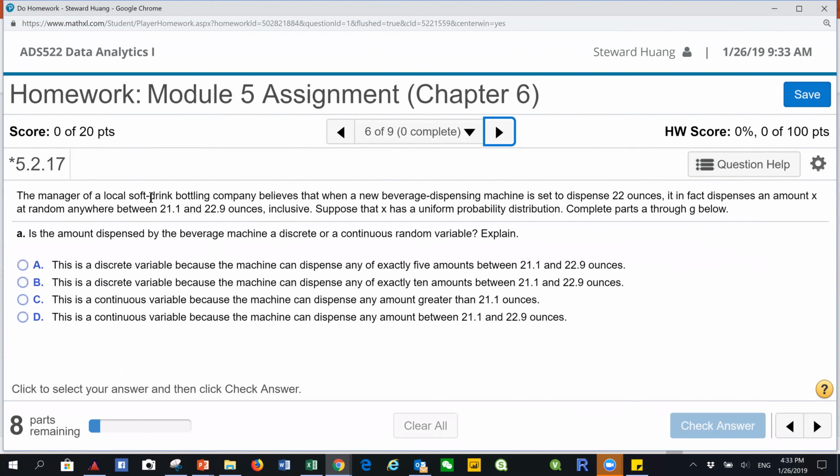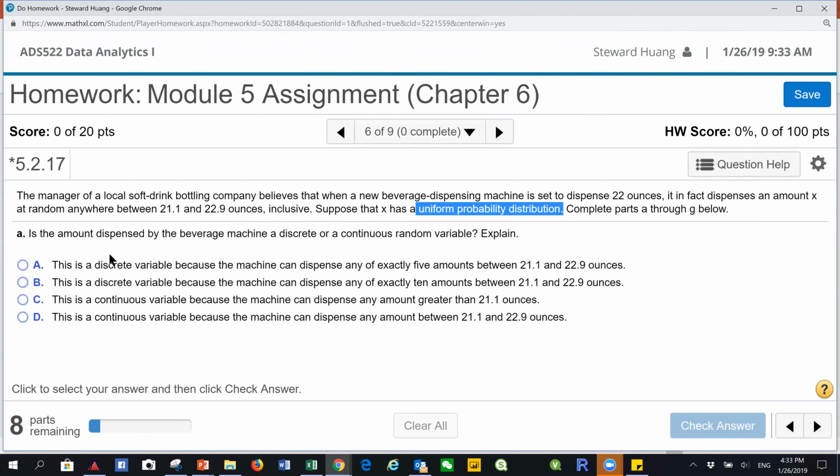The manager of a local soft drink bottling company believed that when a new beverage dispensing machine is set to dispense 22 ounces, it in fact dispenses an amount X at random anywhere between 21.1 and 22.9 inclusive. That means X is less than or equal to 22.9 and greater than or equal to 21.1. Uniform probability distribution. Okay, we are talking about uniform distribution.